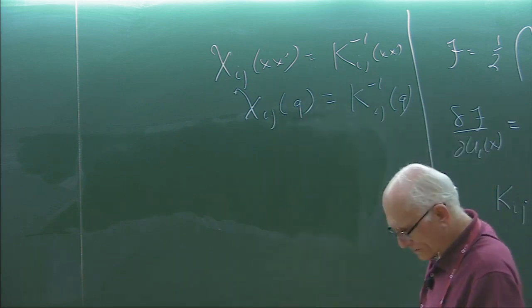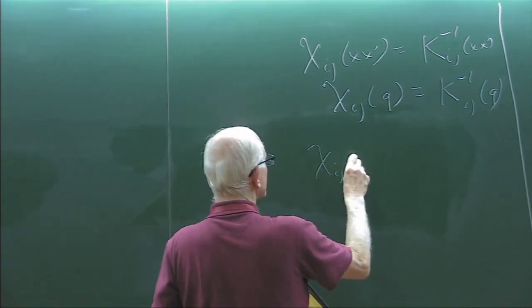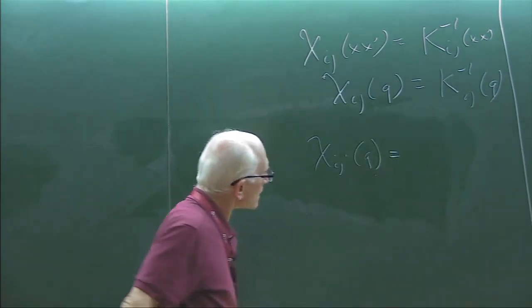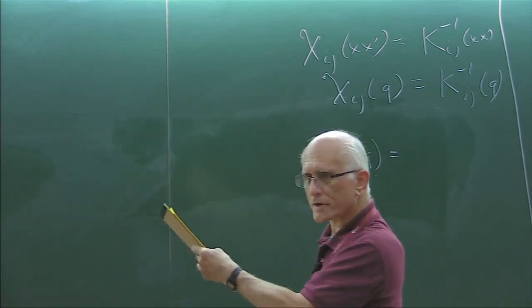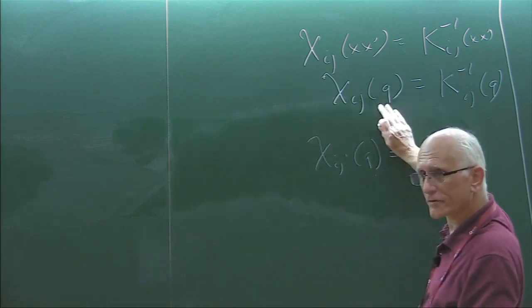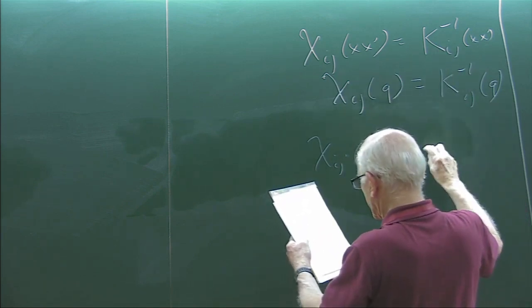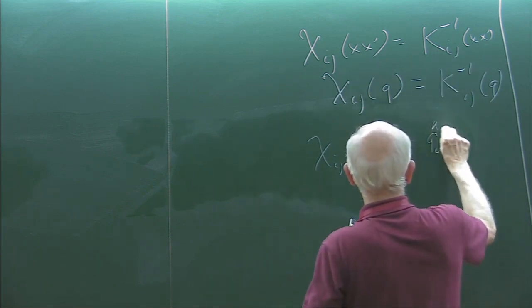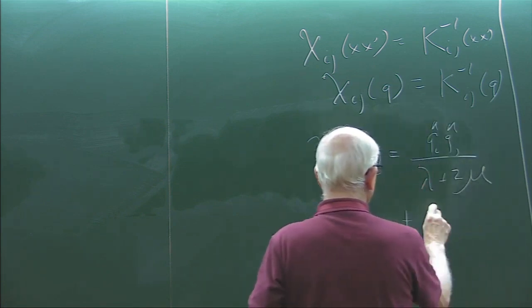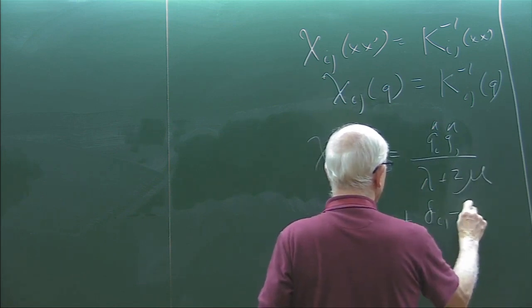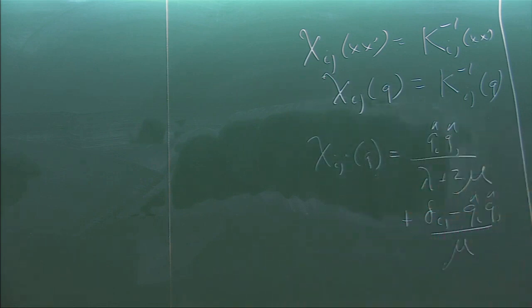Okay. So for example, we have chi_ij for the longitudinal case, for the isotropic case. Well, we know what the longitudinal and transverse parts of this K_ij(q) are. We just calculated those. So it's the inverse, and this becomes q_i hat q_j hat over lambda plus 2 mu, plus the transverse part, delta_ij minus q_i hat q_j hat, over mu.